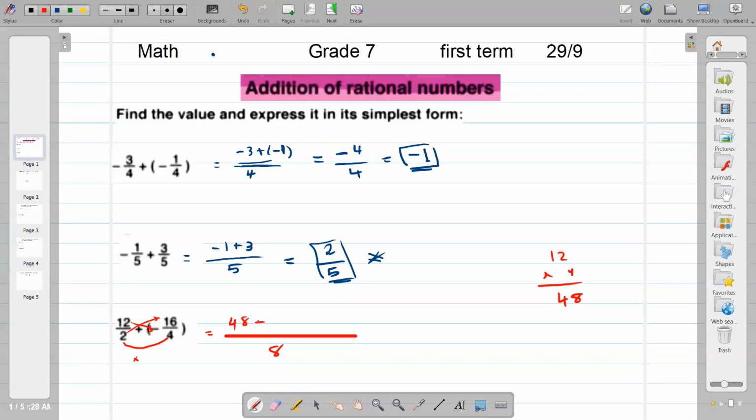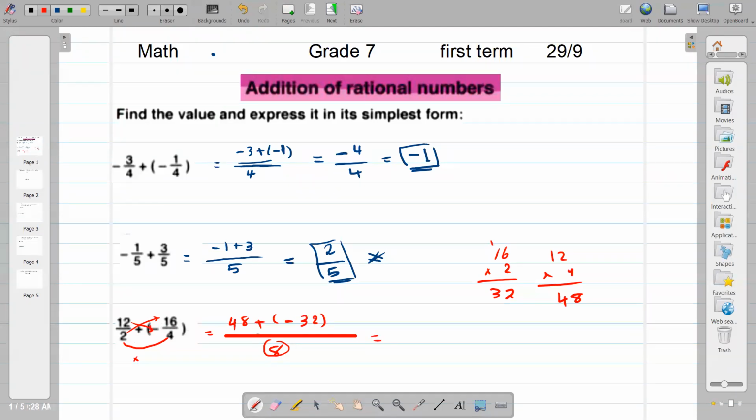Plus negative 2 times 16. 16 times 2 equals 32. So plus -32. So first you have to multiply the denominators to get the common denominator. Then make the cross: 12 times 4 and 2 times 16.